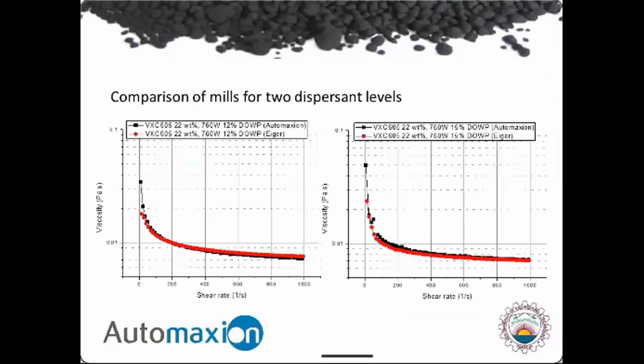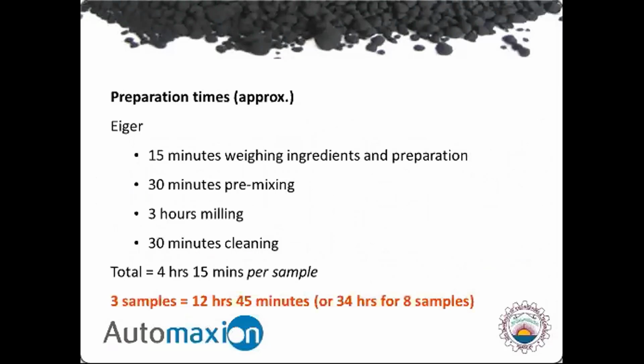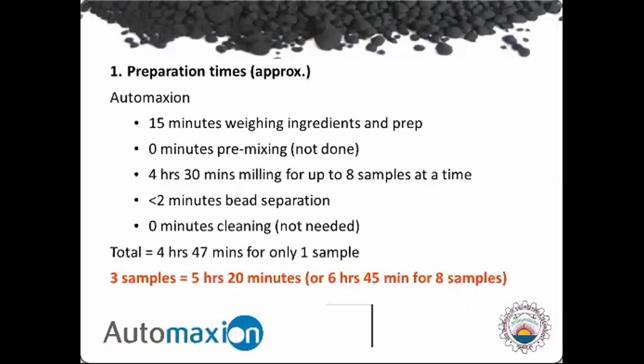These two sets of graphs show how similar the rheology of the samples prepared with the Automaxion mill and recirculating bead mill are for two levels of dispersant. And these graphs show that samples of comparable stability over 4 weeks can be prepared with the mills. However, when considering the recirculating bead mill, preparation, pre-mixing, milling and cleaning takes more than half a working day for one sample. Although the milling cycle may be longer with the Automaxion mill, milling 3 or more samples and eliminating the cleaning more than compensates for this.